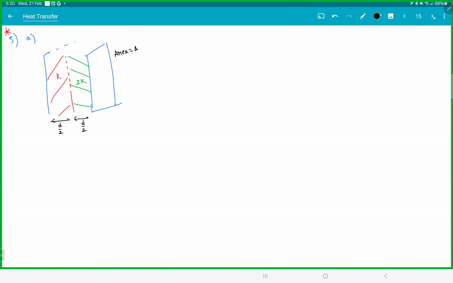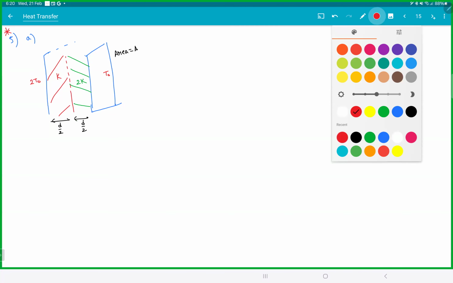Area of that plate. So here temperatures are maintained between this side and this side: 2T naught and T naught. So heat is flowing from left to right. Able to visualize? So the room you're sitting in, left half is filled with one material, right half is filled with another material. Heat is flowing from left to right.